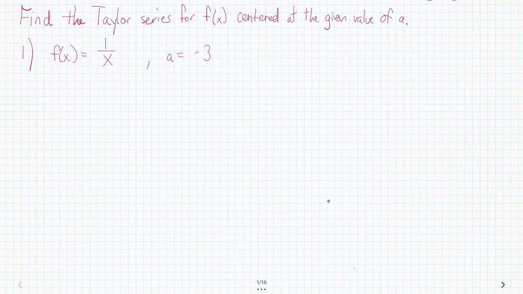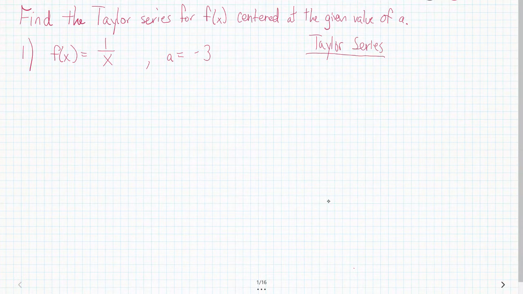So we have the Taylor series for f of x centered at the given value of a, where we have a function f of x equals 1 over x. So what is a Taylor series? That's the big question here. What do these things look like?